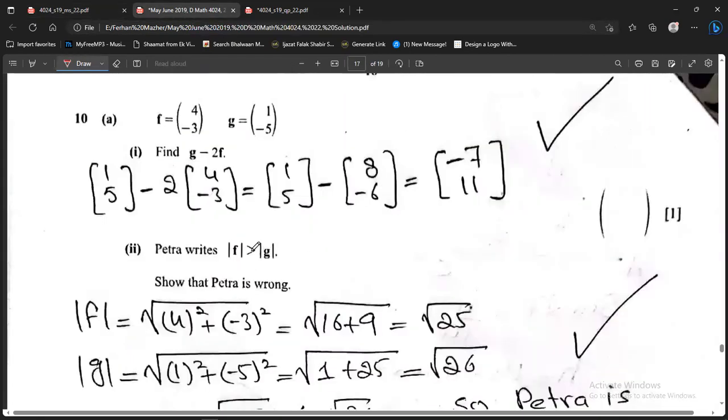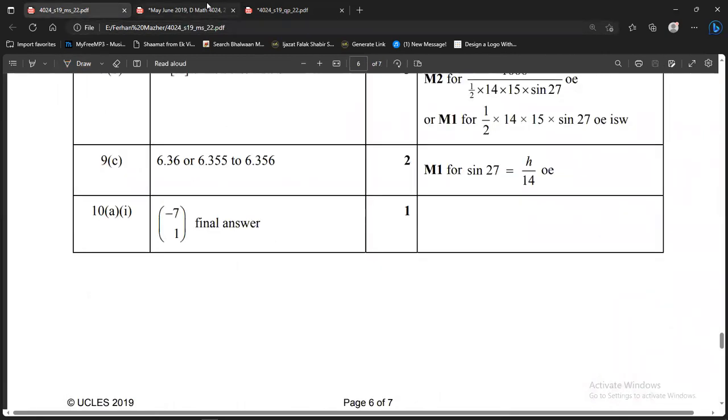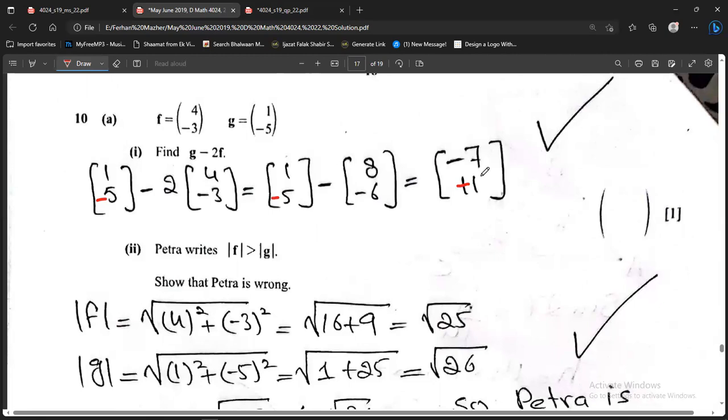Wait a minute. Oh, sorry, this is minus 5. So this is minus 5, and what will happen? Minus 5 plus 6 will be plus 1. Sorry, I made a mistake here. Now it is corrected. This is plus 1.